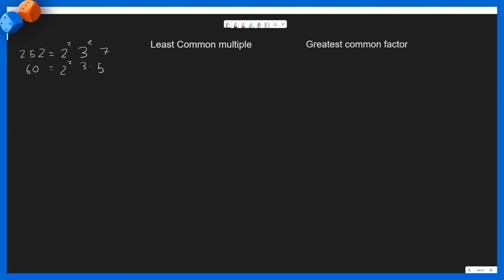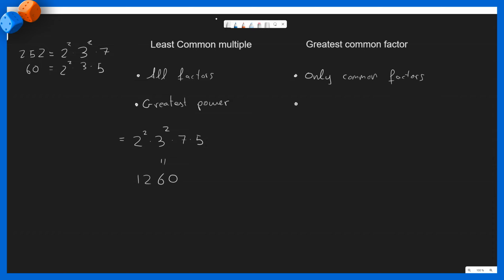To get the least common multiple between these two numbers, we will need to take all the factors, even if they are not common, so all factors, and take those to the greatest power. So for 252 and 60, we will get 2 to the power of 2 times 3 to the power of 2 times 7 times 5. That is 1260.